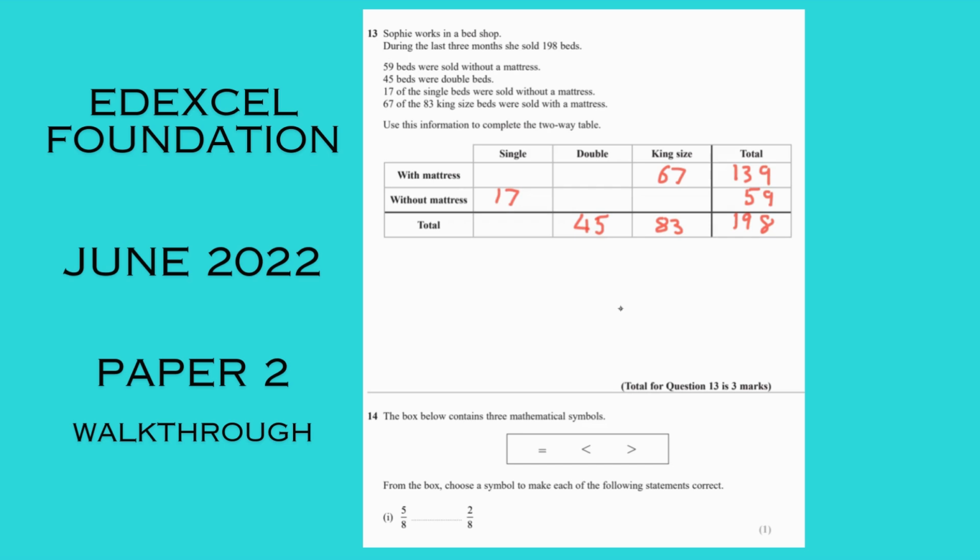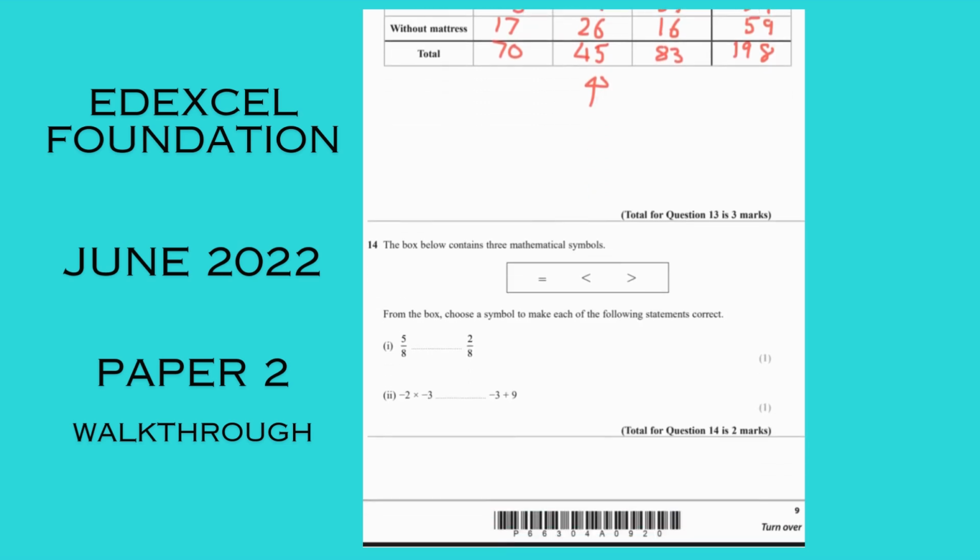So we do a takeaway. We get the 16. We do 198 minus 83 minus 45 to get 70. We do 70, take away 17 to get 53. We do 139 minus these 2 to get 19. And we do 59 minus these 2 to get 26. And I checked that my final column adds up to 45, which indeed it does.